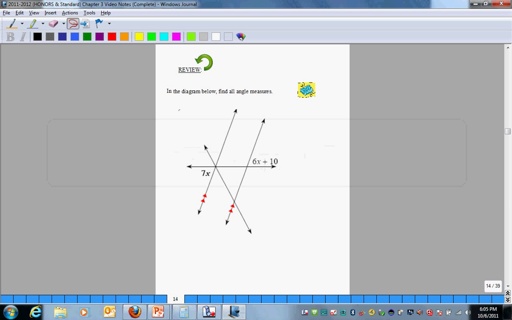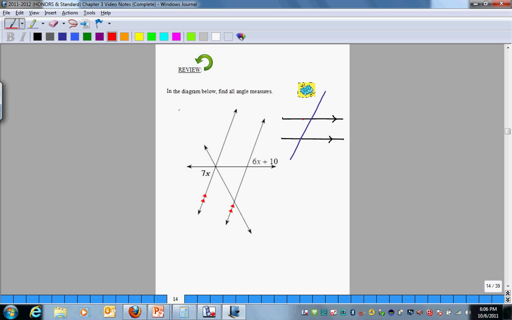First, a quick review of parallel lines. When you're dealing with parallel lines, you want to look for these three congruent angles. Draw a set of parallel lines at the top, and a transversal. When lines are parallel, these three angles are congruent.